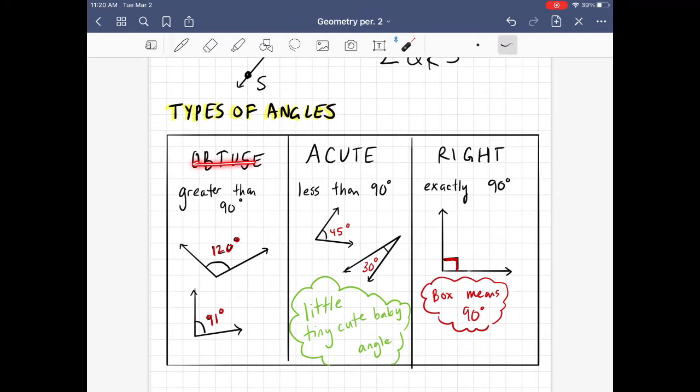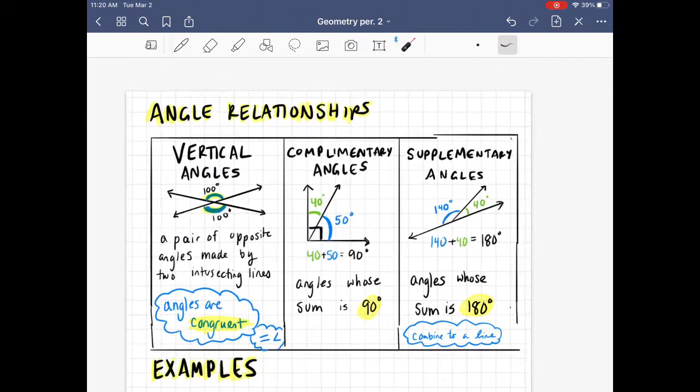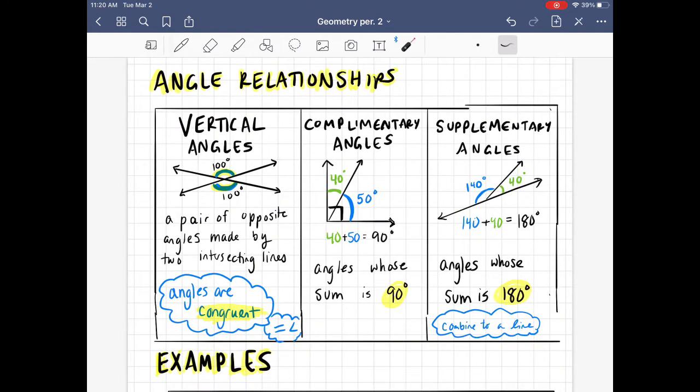All right, we have three types of angles we learned about. Obtuse is bigger than 90. Acute is less than 90. It's that small, cute angle. And right is exactly 90 degrees, and you know it's 90 because it has the box. That means 90. We also learned about vertical angles, complementary angles, and supplementary angles.